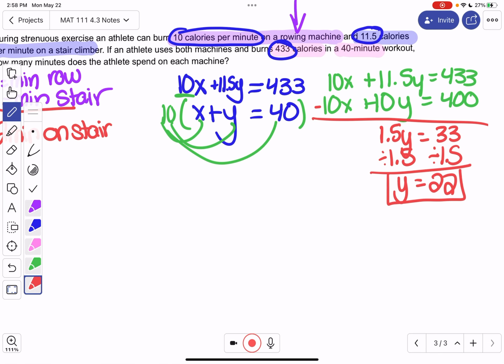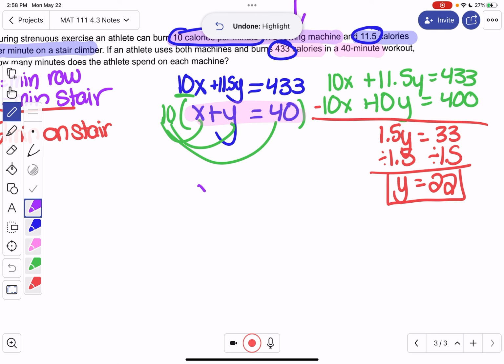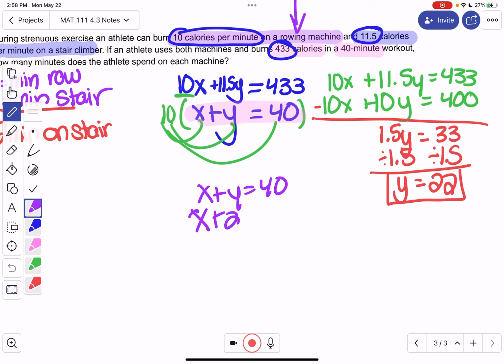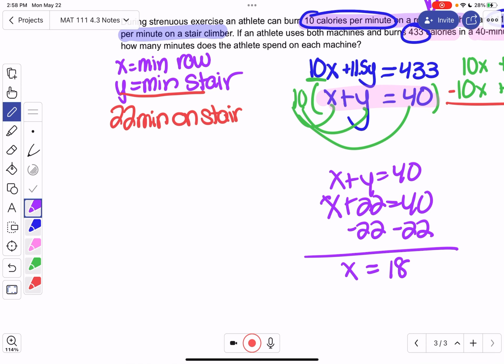Now to find x, plug it into one of our original equations. I'm going to use this one because there's no multiplying. We just say x plus y equals 40. So x plus 22 equals 40. Subtract 22 from both sides, and I get x equals 18. So that means we're spending 18 minutes on the rowing machine.